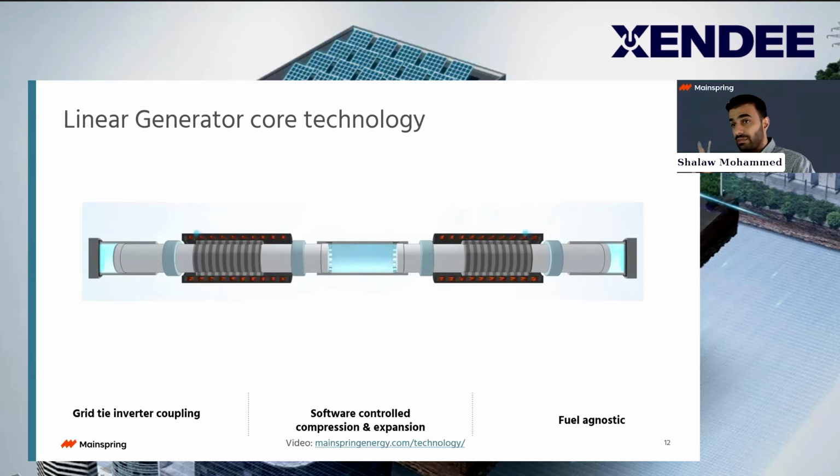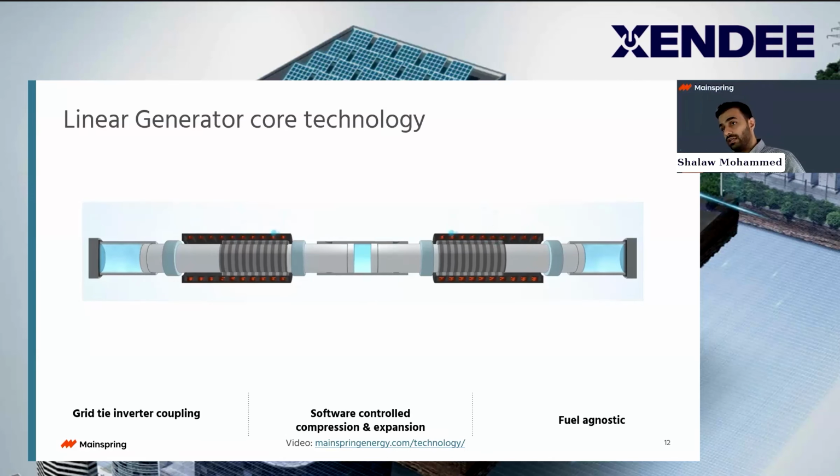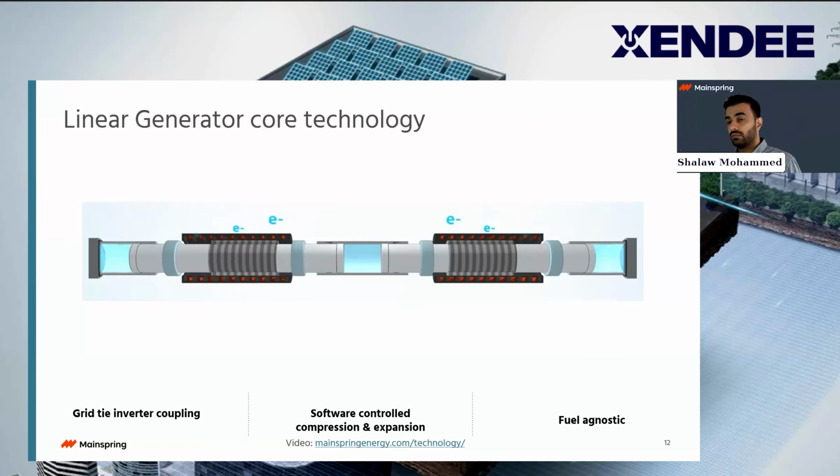There are two cores, as I mentioned, inside a single linear generator package. So that ISO container, 20 feet by 8.5 feet, has two of these. Each one produces roughly about 125 kW, and combined together, they produce 250.